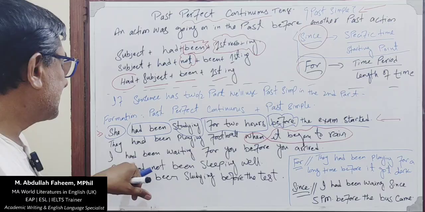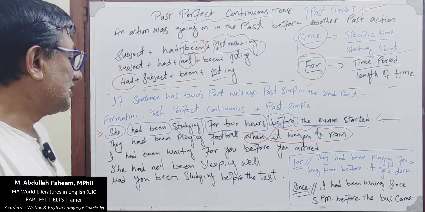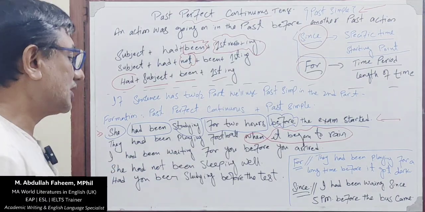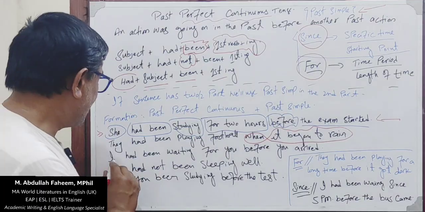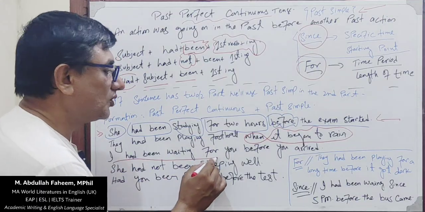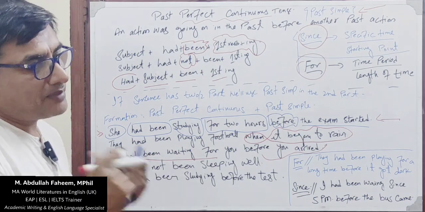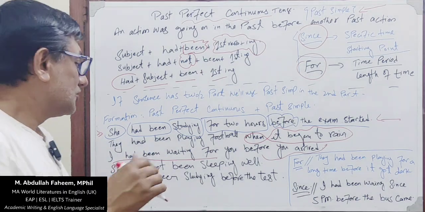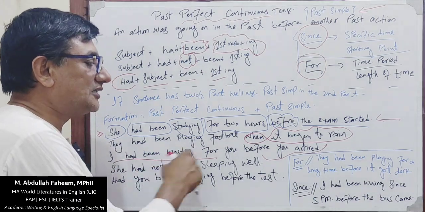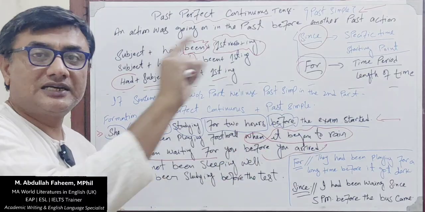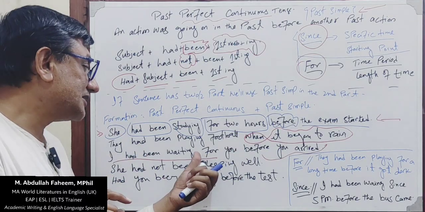And we have the third sentence, I had been waiting for you before you arrived. This means I was already waiting for you and you arrived later on. आप बाद में आए, मैं पहले इंतजार कर रहा था. So here it was a continuing action and here it completed in the past. यानी इस action के बाद.